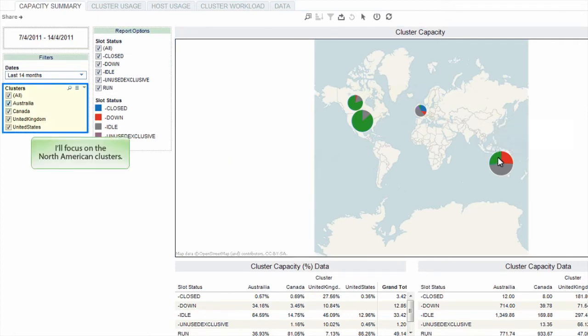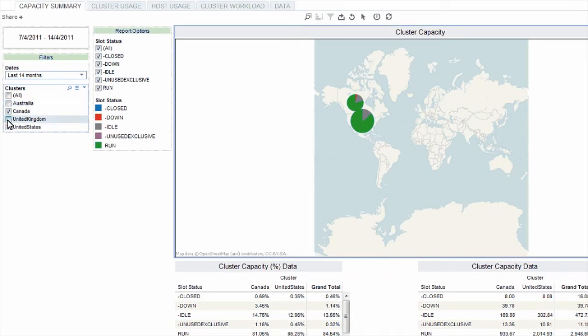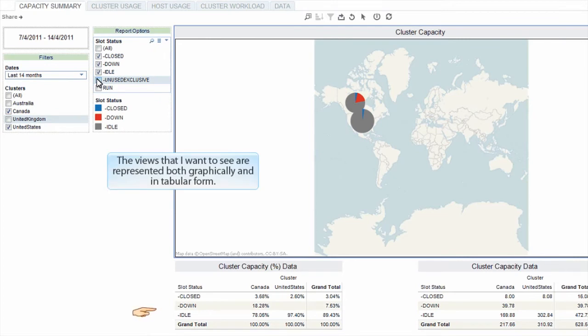Let's focus on just the North American clusters. I can choose to view only certain states, for example, slots that were closed, down, or idle over the period of interest. The views that I want to see are represented both graphically and in tabular form as well. As with all analytics views, I can easily export the data if I choose.